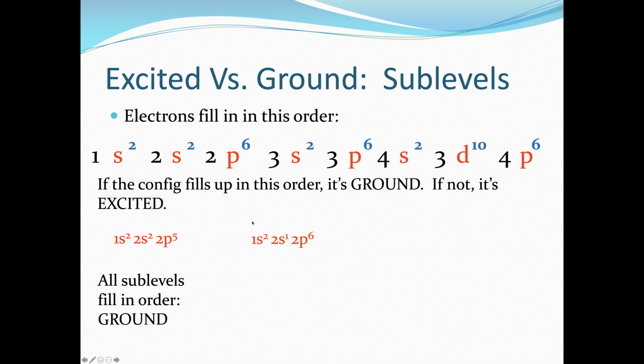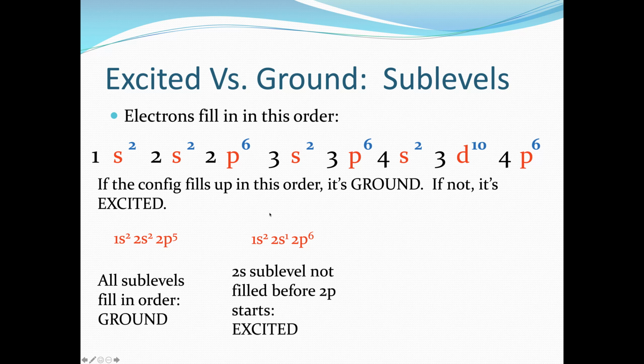1s2, 2s1. Well, if that's all we had, if we didn't have this, then it would be fine. But we can't start 2p until we fill up 2s. S requires 2 electrons to fill. We only have 1 electron, and since they don't fill up, it's excited.